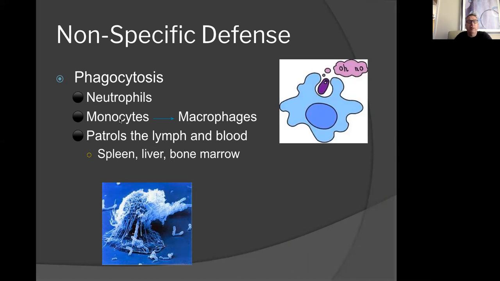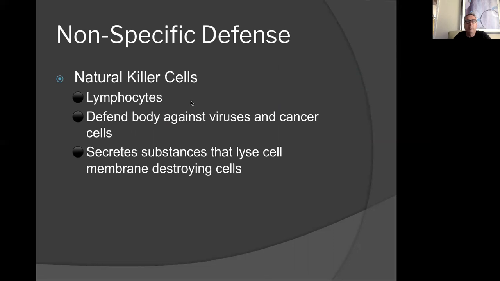Monocytes are a type of white blood cell, and then we have the macrophages, which are the actual types that devour the cell. And we'll talk about those.